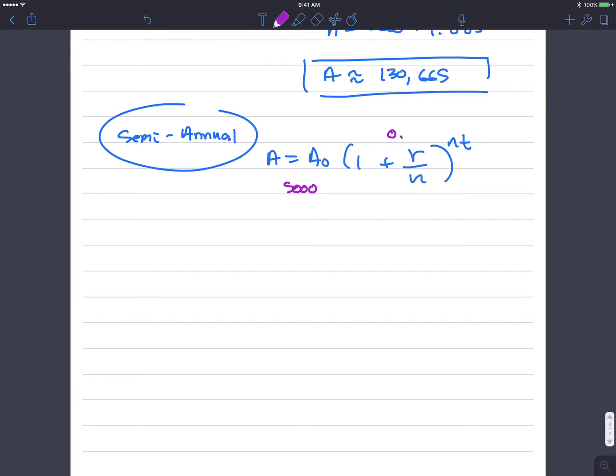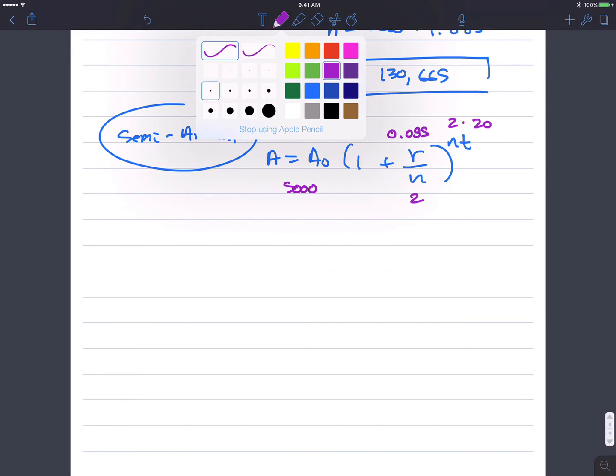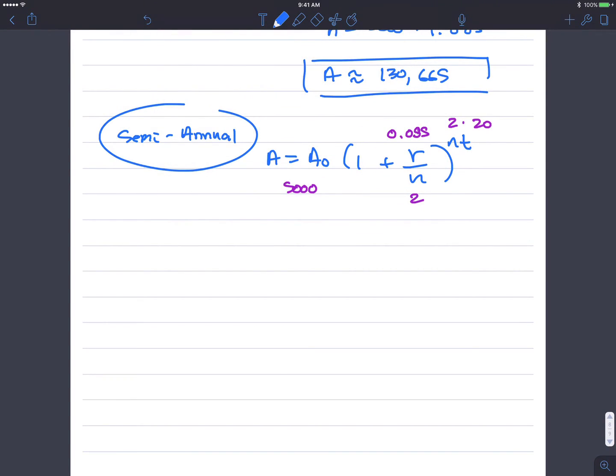$5,000. What's the interest rate? 0.085, which is 8.5%. What is n? n is 2. Thank you. And let's say the time again is 20 years. Okay, let's go back to the original question, which is 20. 5,000. I now have 1 plus 0.085 over 2, 2 times 20 is 40.